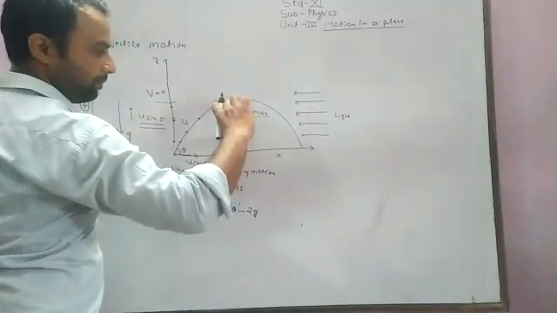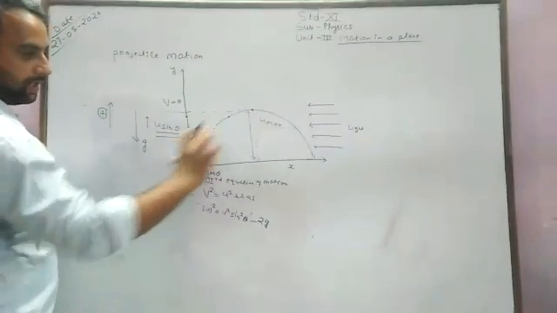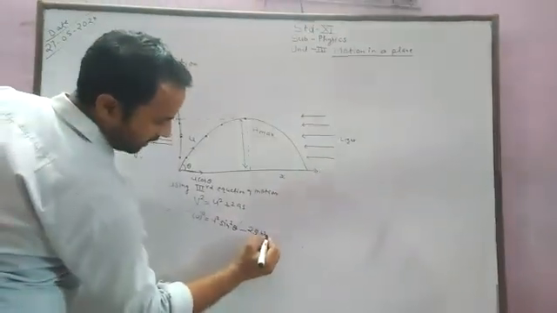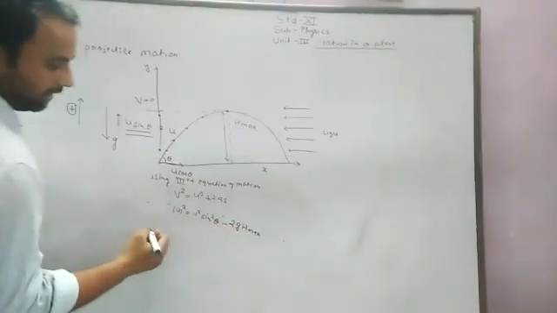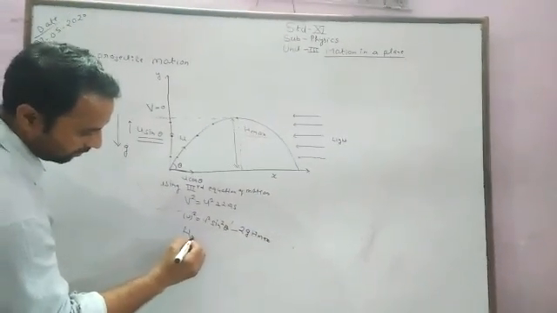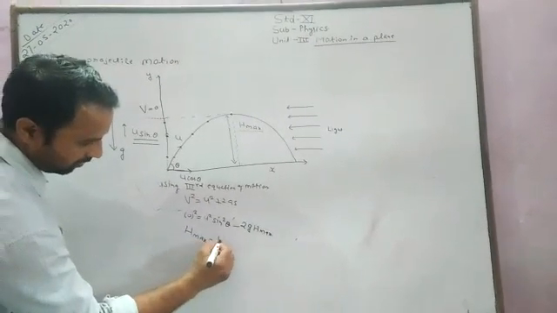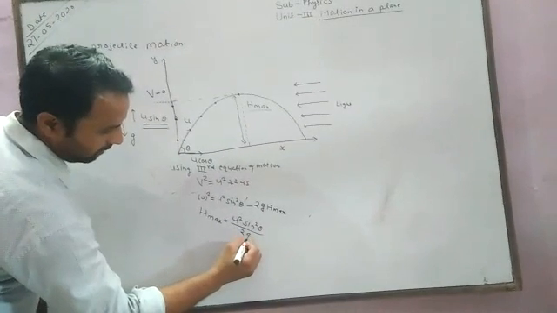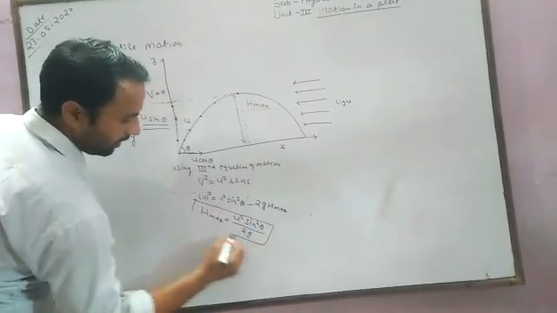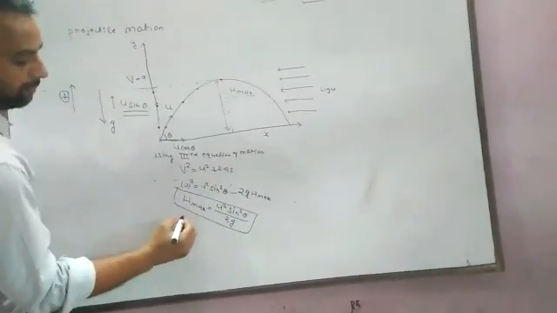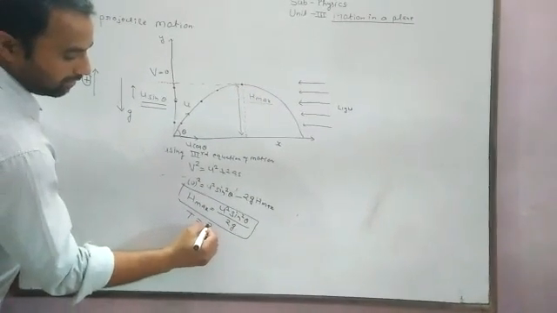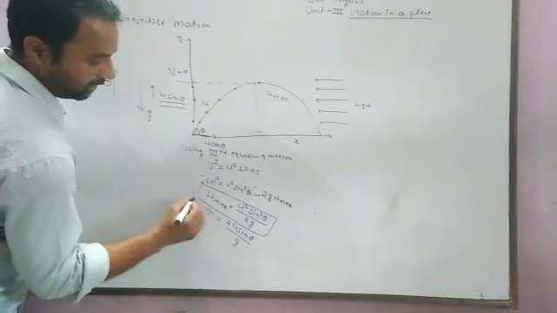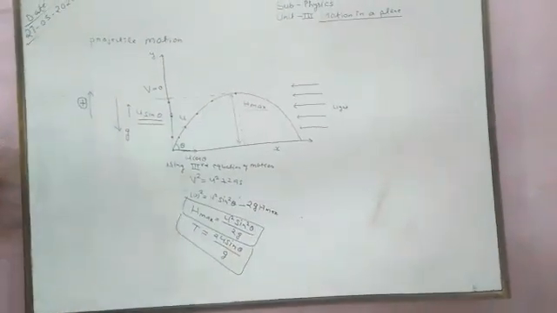And now the maximum displacement is h max, because this is the height attained by the particle. The formula for the maximum height is u square sin square theta upon 2g. And in the previous lecture, we determined the time of flight, 2u sin theta upon g. These are the two formulas we have derived.